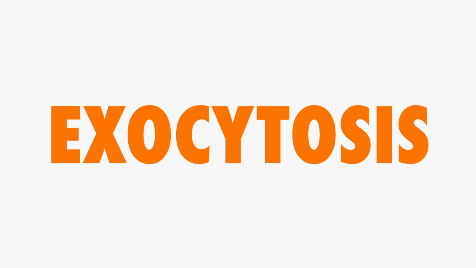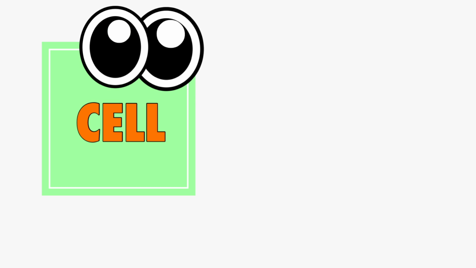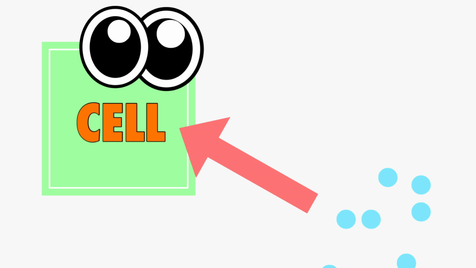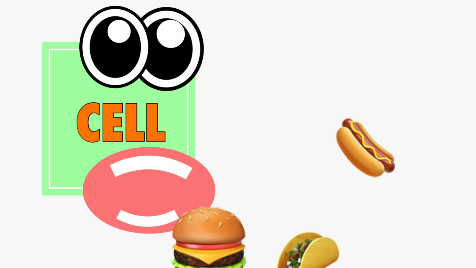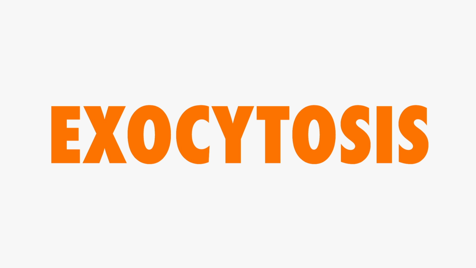Endocytosis and exocytosis are both a type of vesicle movement. Endocytosis is the process of molecules being taken into the cell. If you want to be more specific, phagocytosis, which is part of endocytosis, is the process of large molecules being taken into the cell. Pinocytosis is when fluids or solutes are taken in. Another way of thinking about it is phagocytosis is eating and pinocytosis is drinking.